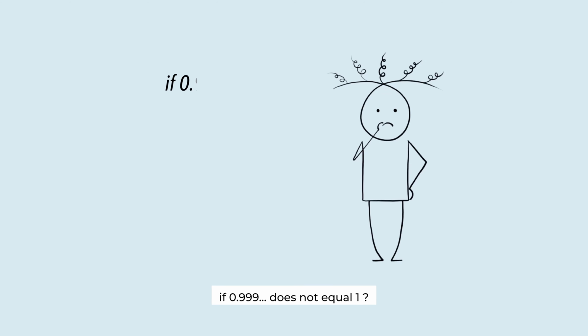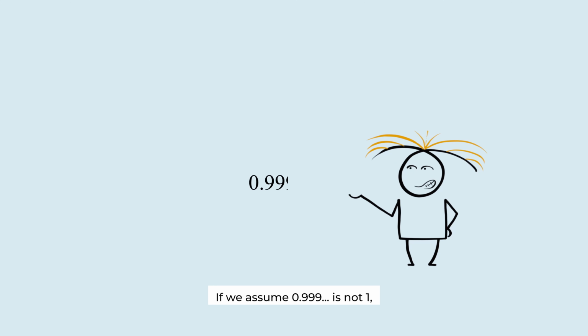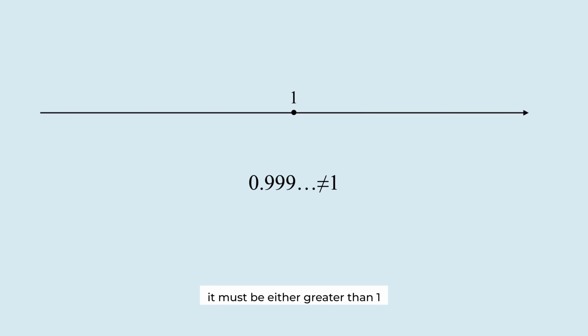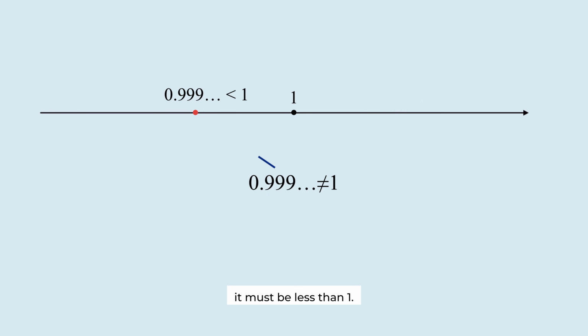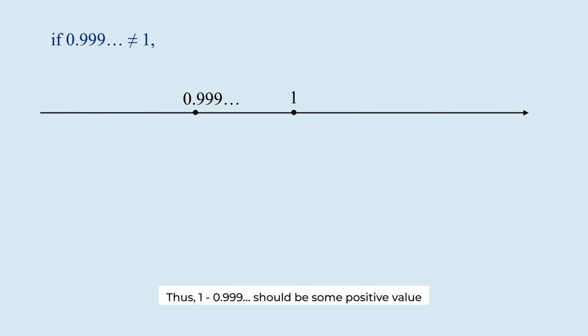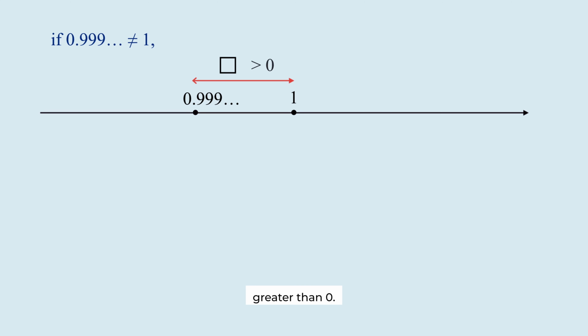What happens if 0.9 repeating does not equal 1? If we assume 0.9 repeating is not 1, it must be either greater than 1 or less than 1. Since this number is not 1 but 0.9 repeating, it must be less than 1. Thus, 1 minus 0.9 repeating should be some positive value greater than 0.